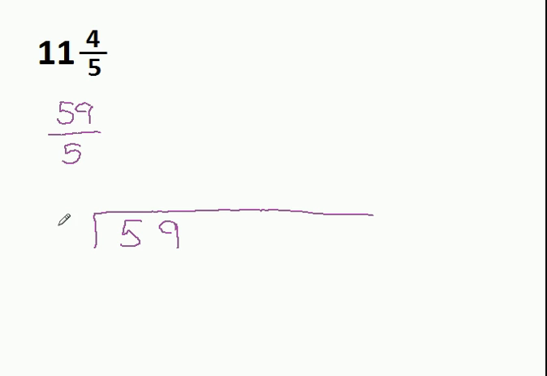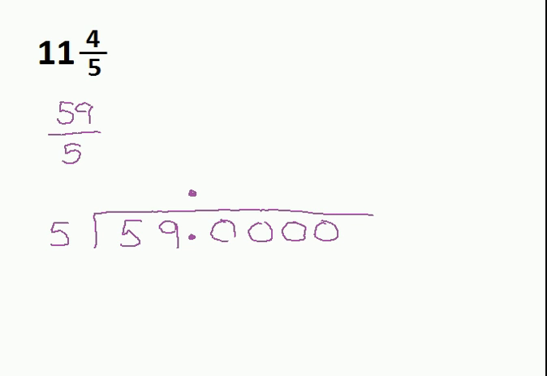Okay, so the first thing I need to do here is convert this into an improper fraction, which becomes 59 over 5. Then I do the division. 59, give myself plenty of space, and I'm going to be dividing that by 5. There, put the decimal point at the end of the number and in the same place in the answer, and tack on some zeros in case I need them.